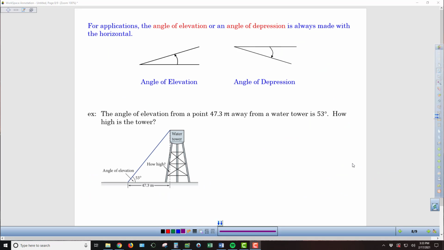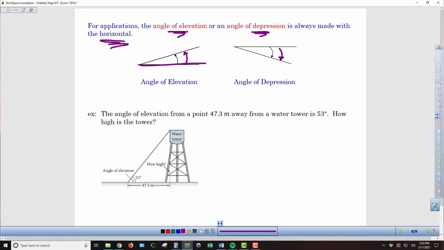In applications of right triangle trigonometry, we're often described an angle as being an angle of elevation or an angle of depression. And what we need to understand is that both of those angles, elevation and depression, are always made with the horizontal. So you have a horizontal side to get you started, and then for an angle of elevation, you're going to go up from there. For an angle of depression, you're going to go down from there. But we never make an angle of elevation or an angle of depression with a vertical length. It's always with the horizontal, moving up for elevation, moving down for depression.